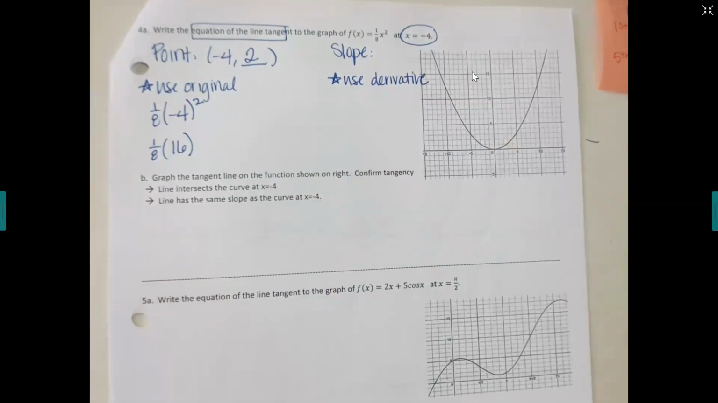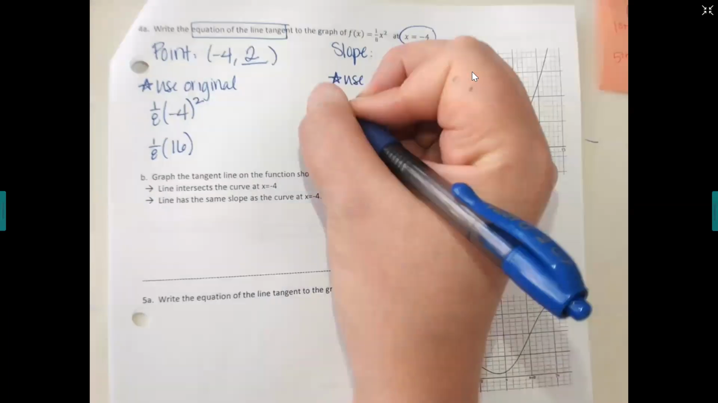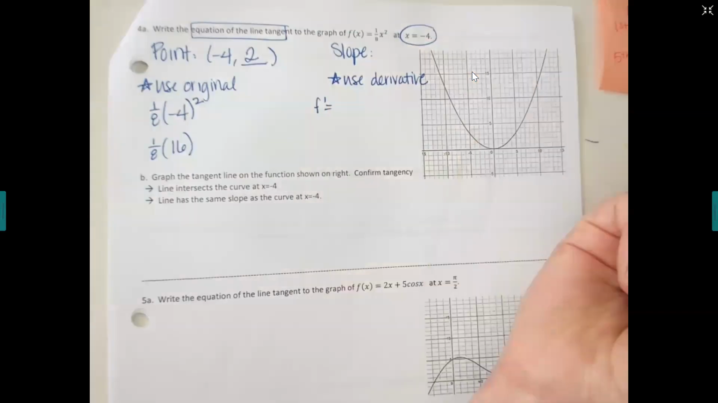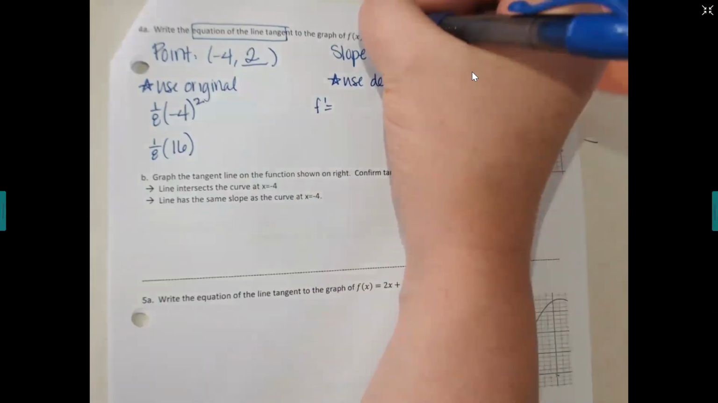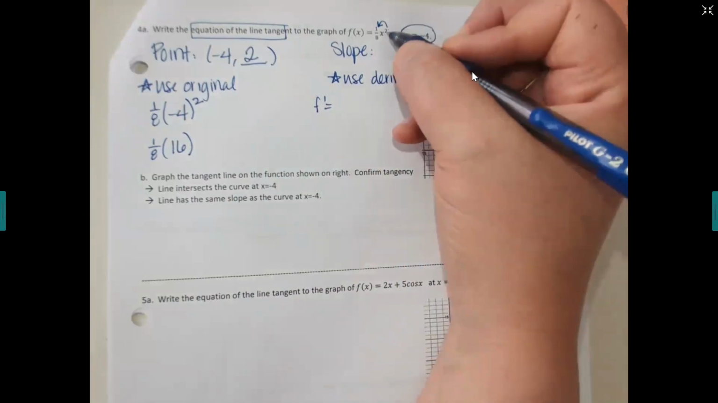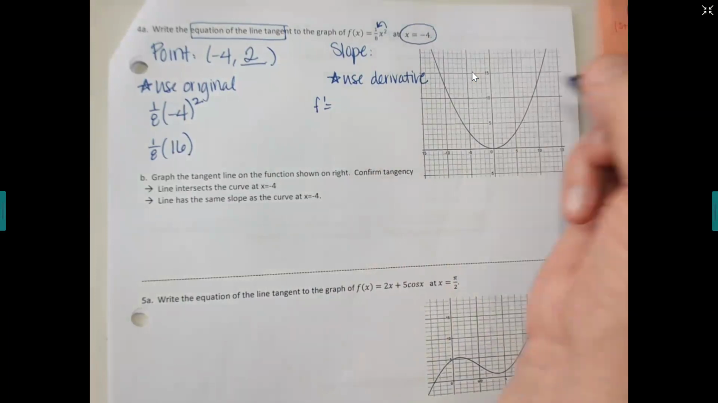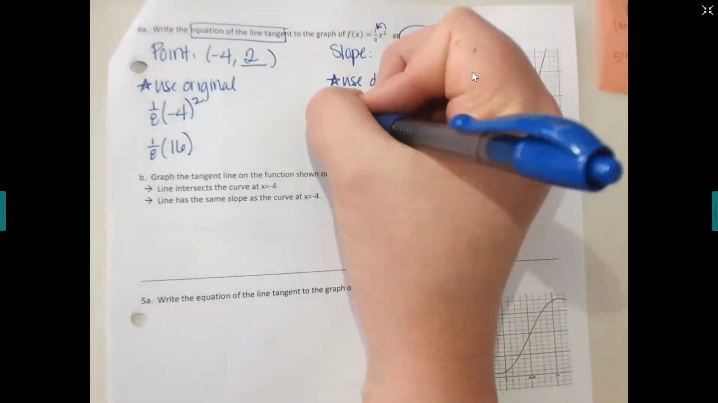Next thing we need is our slope. And to find a slope, we're going to need to take the derivative. So my equation is 1/8 x squared, and I want f prime. I'm going to times the 2 onto the 1/8. What is 2 times 1/8? 1/4 is correct. Let's see how we got that.